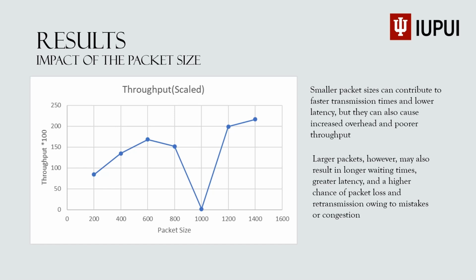As per the figure shown in this slide, here the RTS threshold is 800. As the packet size increases, the throughput increases, but in the second half, one could see that the throughput decreases as the packet size increases. So, in order to have the best transmission, a balance needs to be maintained. The packet size shouldn't be too small or too large.